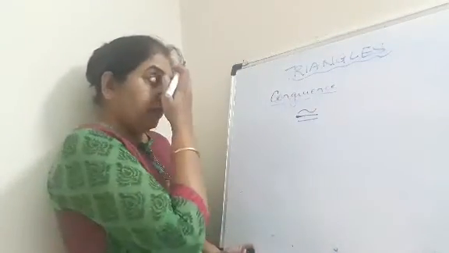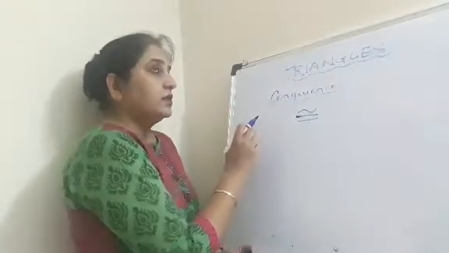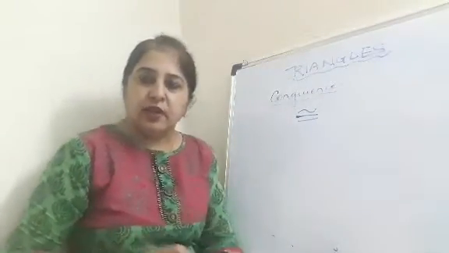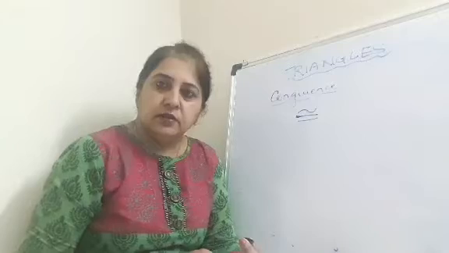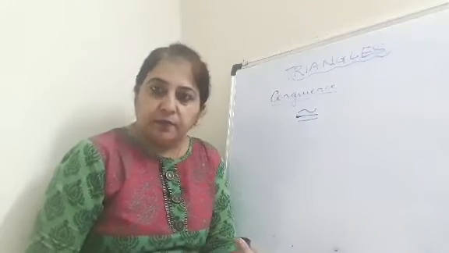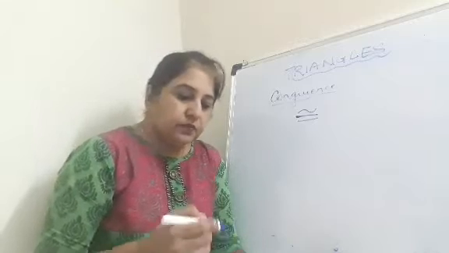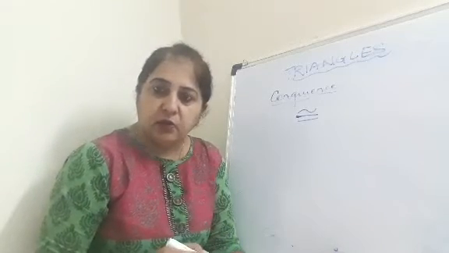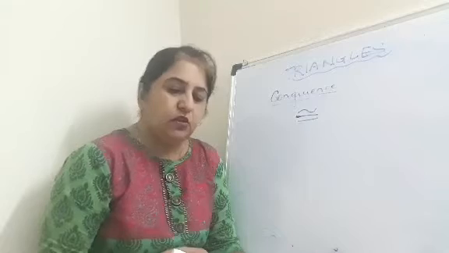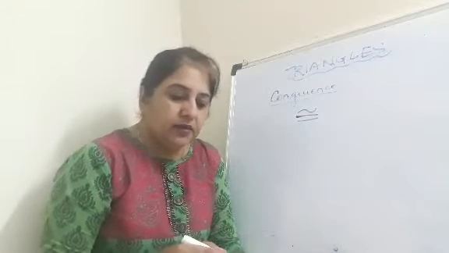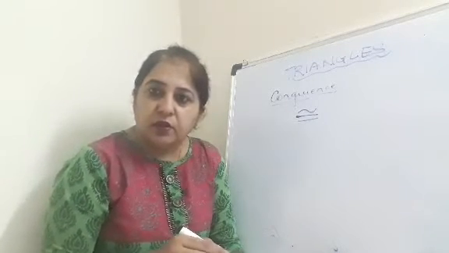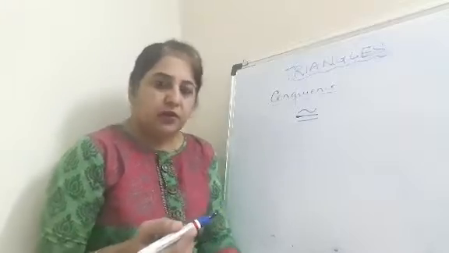Now, we can write congruence of two triangles. We can write congruence of two lines. Two angles can be congruent, right? There are many objects around us which can be congruent to each other, but because we are studying maths, we are going to study more about the geometrical shapes.